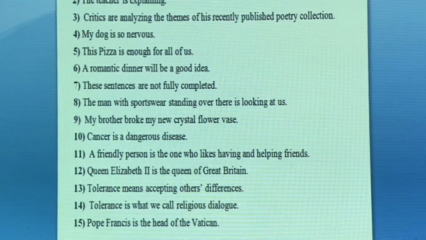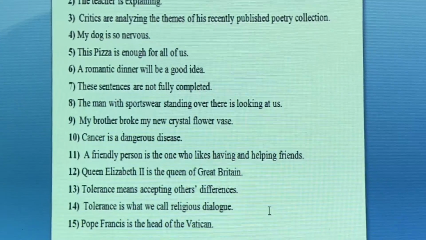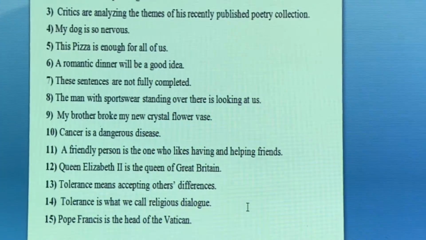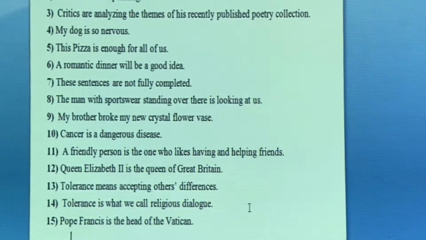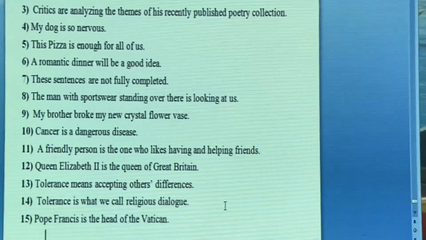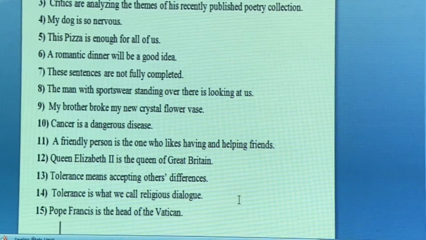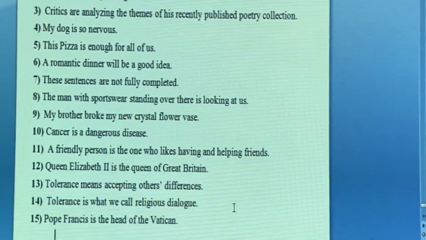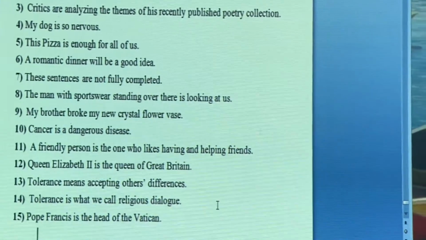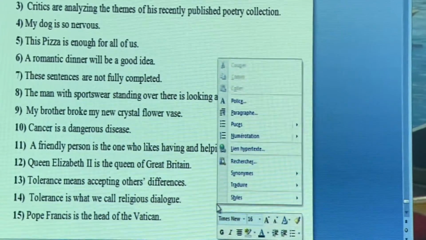Okay? So this is all for today. We have started the sentence and we'll practice more with sentences. We'll move to types of sentences like the simple, the compound, etc. I want you to understand the sentence, the basis of English language, before we move to the paragraph.